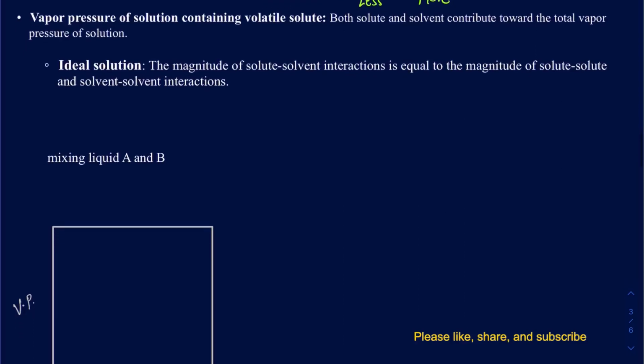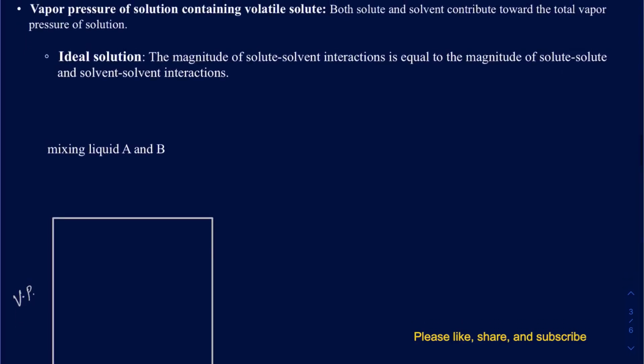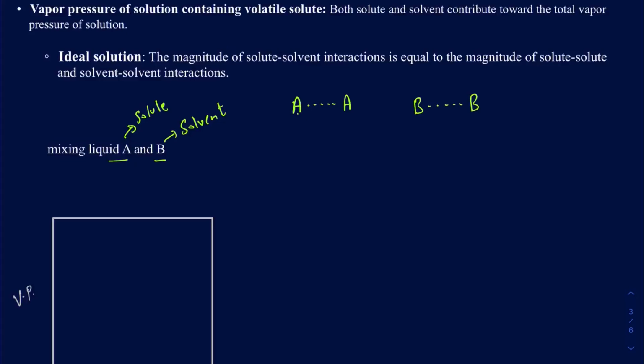Let me take a generic example of liquid A and liquid B. Suppose I have two liquids in there. Liquid A is less in amount, so that would be my solute, and liquid B is more in amount, so that's going to be your solvent, just hypothetically. Liquid A is making interactions with liquid A, so those are your solute interactions. And then B is making interactions with B, so those are your solvent interactions.